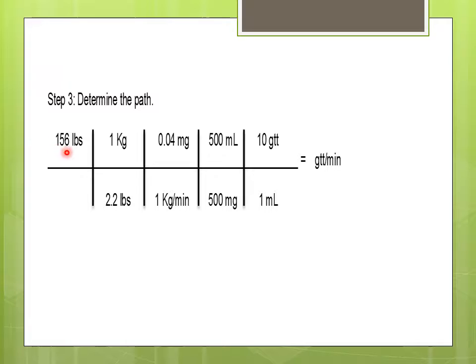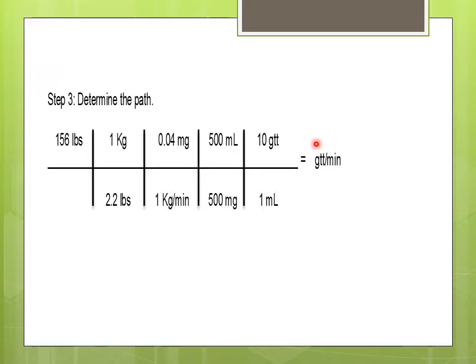The patient's weight was given to us in a pound value, but the medication was ordered by kilogram. So in this equation, as we always start with a weight when a weight is part of the problem, we have our weight conversion factor. The next thing we're going to put in our equation is our order, which is 0.04 milligrams per kilogram per minute. Then we will add our supply, and this is supplied to us from the pharmacy, 500 milligrams in 500 milliliters.